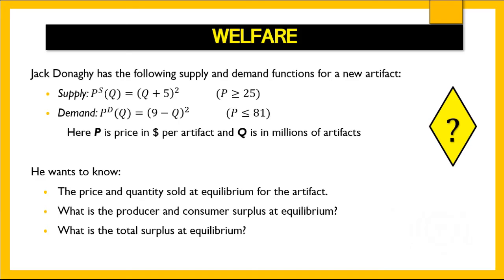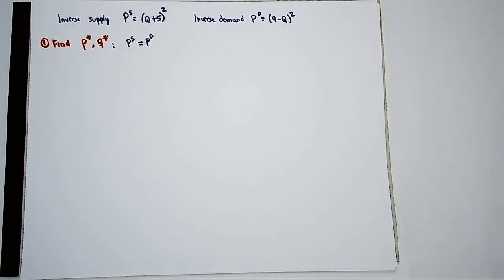Jack Donaghy has the following supply and demand functions for a new artifact. He wants to know the price and quantity sold at equilibrium, the producer and consumer surplus, and the total surplus at equilibrium. Our first task is to find the price and quantity at equilibrium.